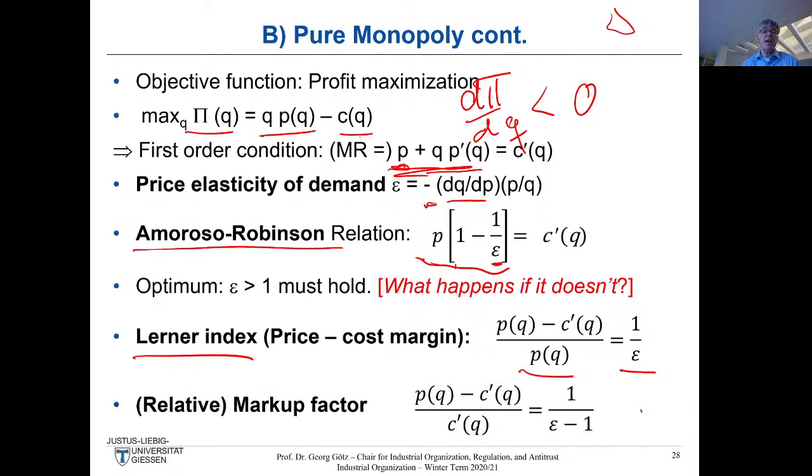Similarly, we have a very similar expression where we normalize by the marginal cost, and then we would get the markup factor. If demand elasticity, for instance, is 2, your markup factor would be 100%. So if you have marginal cost of 10, you know your price will be 20.